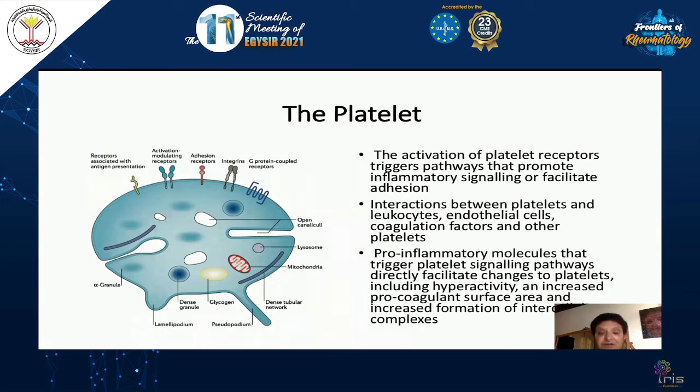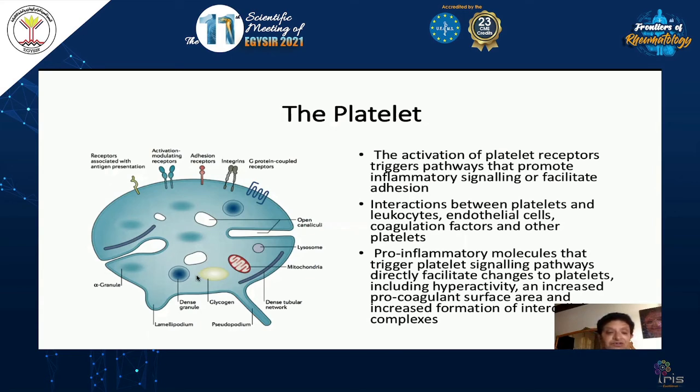The activation of platelet receptors on the surface triggers pathways that promote inflammatory signaling or facilitate adhesion. The interactions between platelets, leukocytes, endothelial cells, coagulation factors, and other platelets bring together the immune system and thrombosis. Pro-inflammatory molecules that trigger platelet signaling pathways directly facilitate changes to platelets, including hyperactivity, increased procoagulant surface area, and increased formation of intercellular complexes.